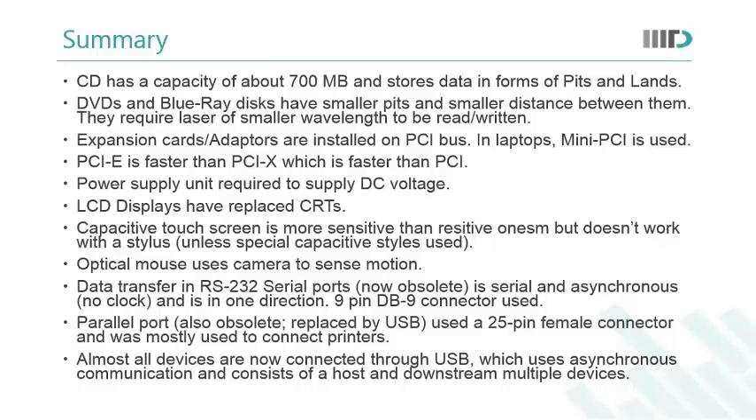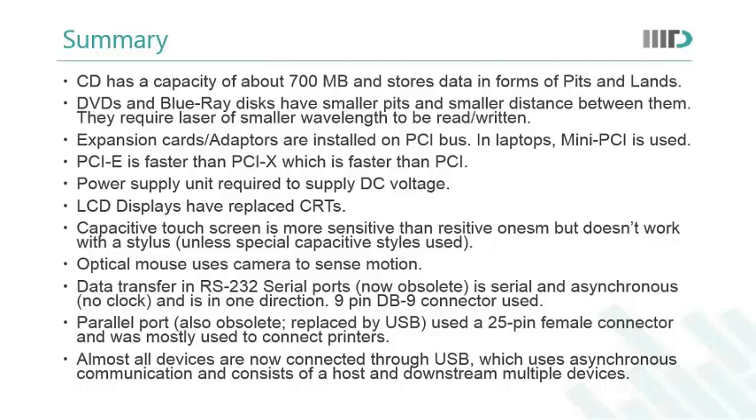DVDs and Blu-ray discs have smaller pits and smaller distance between them. They require a laser of smaller wavelength to be read or written, and that is the reason why a Blu-ray disc is called a Blu-ray disc, because it uses a blue laser which has a smaller wavelength so that it can read more data.